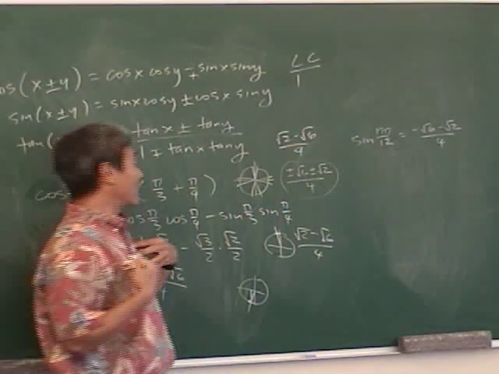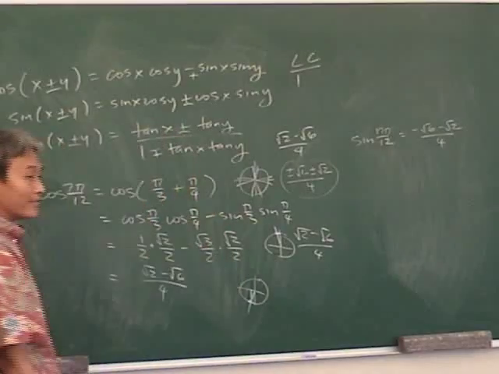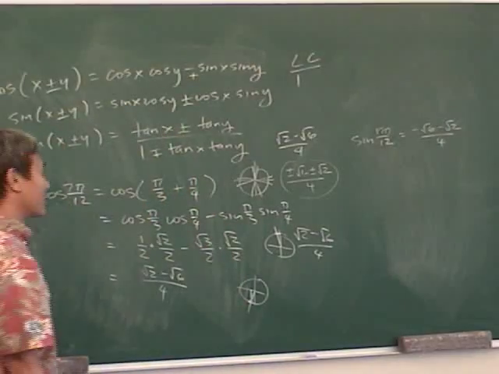Or if you don't pick this up, then just do this, right? Sum and difference identities. How hard is that? It's not hard at all.